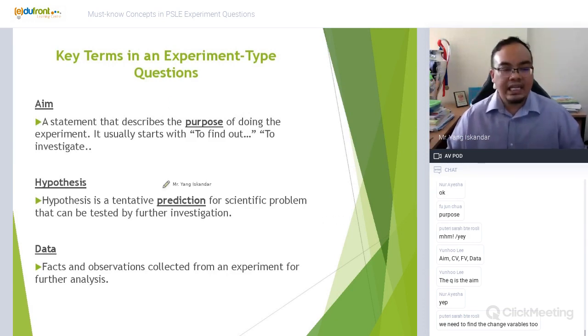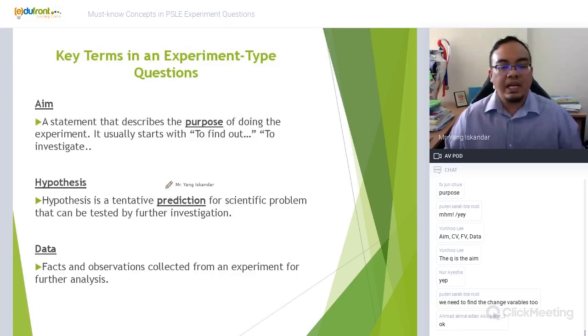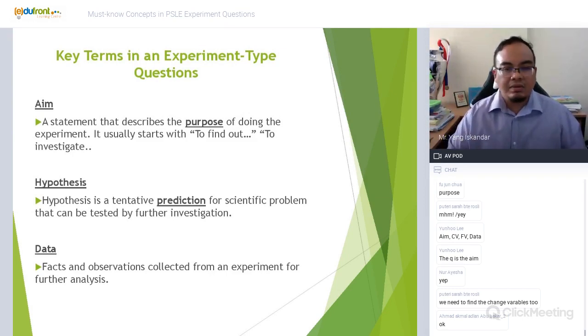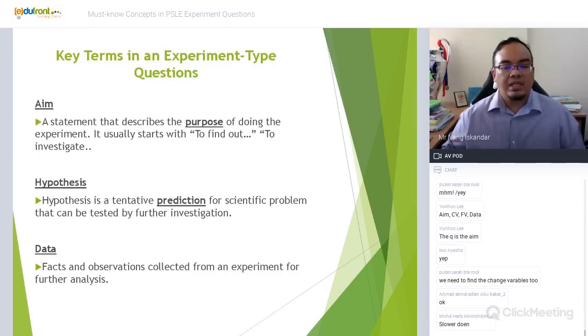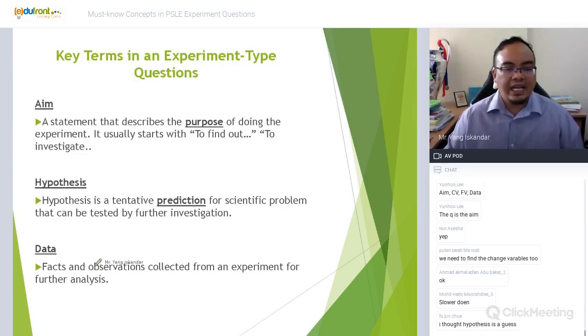A hypothesis is a tentative prediction for a scientific problem that can be tested for further investigation. So when you want to conduct an experiment, you must set a hypothesis. Hypothesis is a prediction. What is going to happen in an experiment? In any experiment, there could be several hypotheses. What do you think can happen? And based on this hypothesis, you design the experiment so that you can derive a conclusion from the experiment.